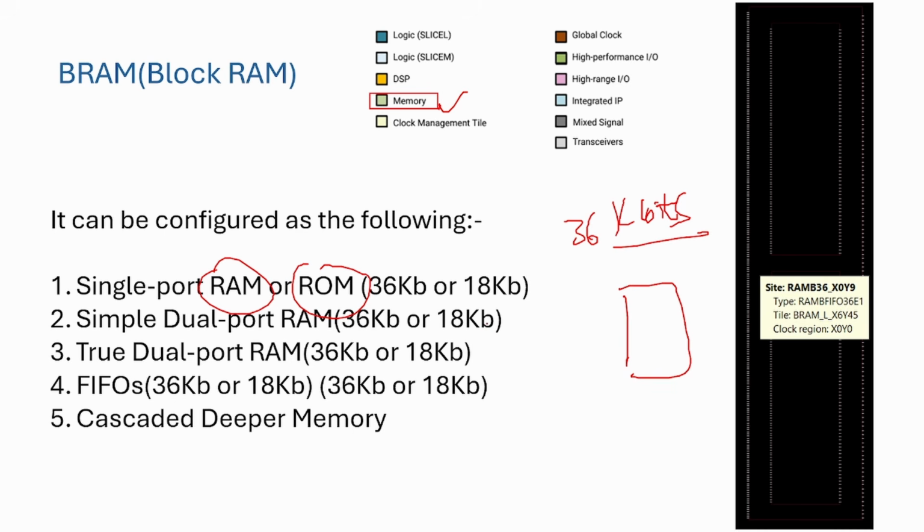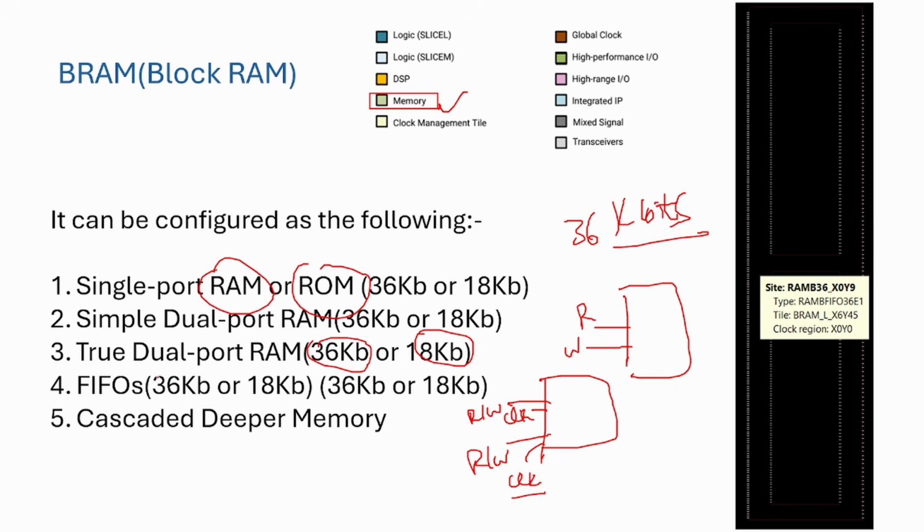You can also use it as simple dual port RAM, where you will be having two ports. One port is for reading and another port for writing. You can also use it as true dual port, where you have two ports and in each port you can do read or write, and similarly for the second port as well. And each port has the corresponding clock. You can read and write simultaneously, and that too at different clock speeds. We can do it in 36 kilobits or 18 kilobits.